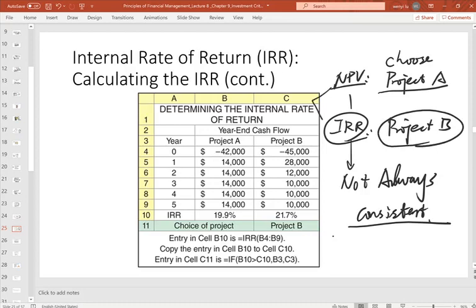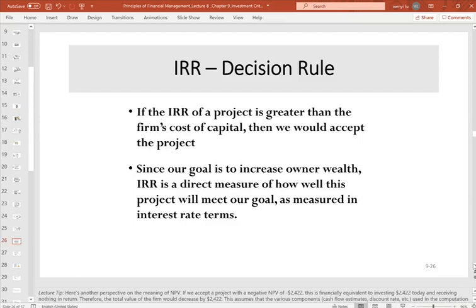So you can see the NPV and IRR methods follow the same cash flows for project A and project B, but we will choose a different project. So they are not always consistent when I use these two techniques.